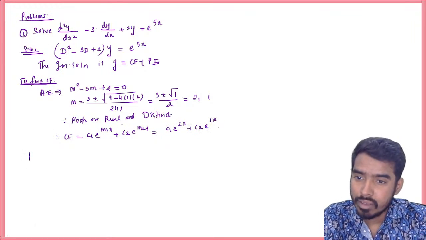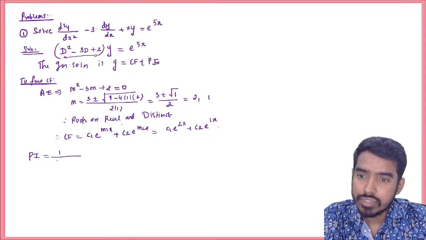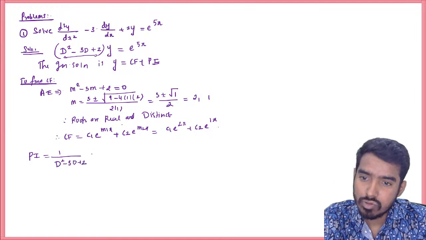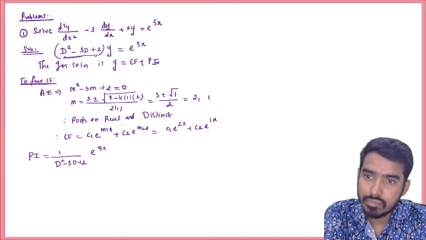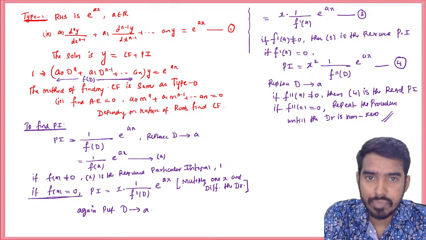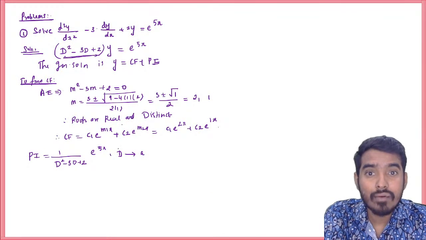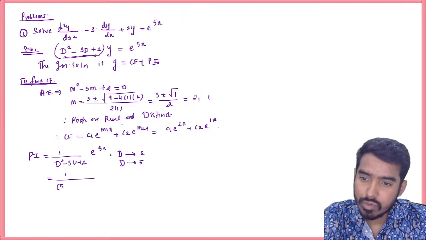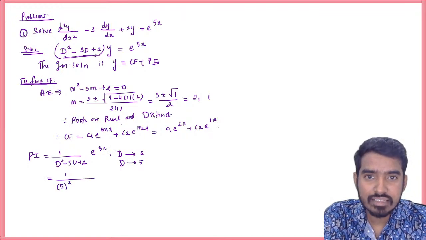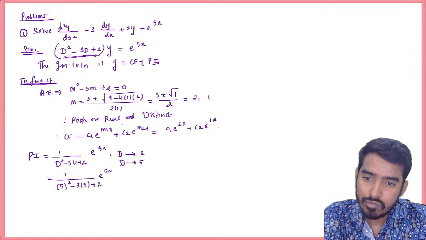Remember, now we come to the main part. What is the particular integral? 1 divided by f of d, e power 5x, where f of d is d square minus 3d plus 2. Remember, here I have taken this as f of d. Now, what do you have to do? Replace d by a. What is a here? In e power ax, a is 5. So replace d by 5. So this will be 5 square. The only thing we have to get from this is to replace d by a. So 5 square minus 3 into 5 plus 2, times e power 5x.